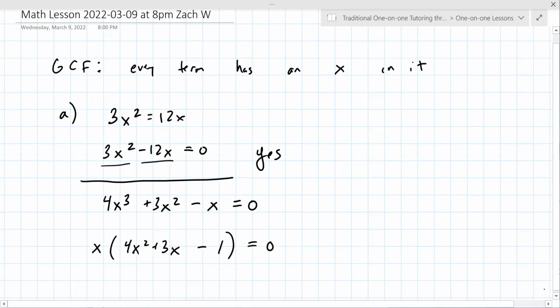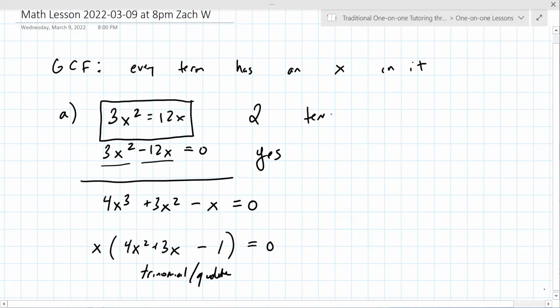But what is this? Do you know a name for this? I'll give it to you if you're not sure. It's a quadratic. It's a trinomial. The problem is that the way this is written in your notes, your GCF problem is probably just going to have two terms in it. So that's another way to know, because this one down here requires you to do something else, like factoring.